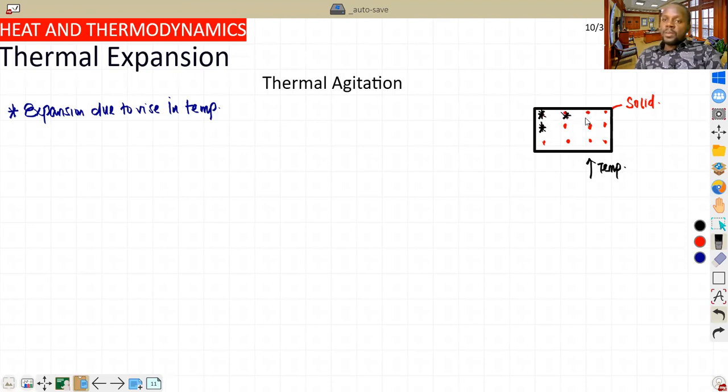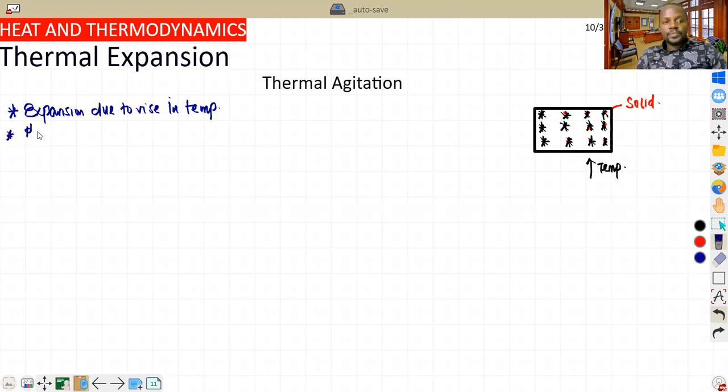So the word thermal agitation can simply be defined as a kind of random movement or random oscillation between solid particles that are arranged in a lattice. Thermal agitation is due to the formation of what we call thermal agitation energy. There is a random oscillatory motion of particles within a substance. Let's keep that in note, it's important.